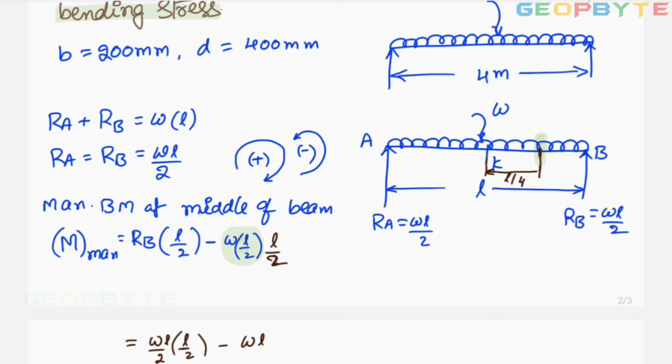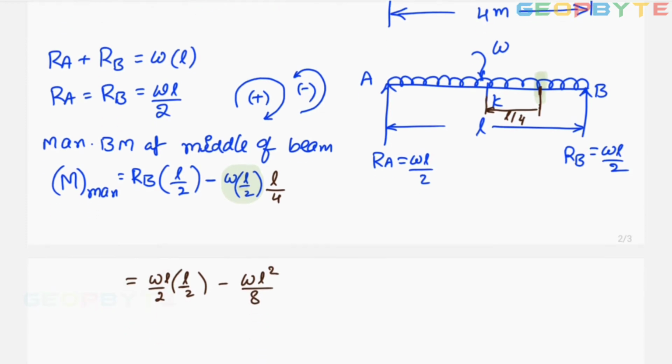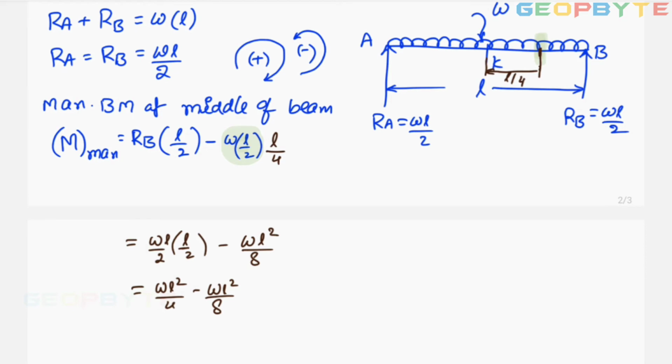You should be very careful while you are doing the problem. Double L by 2, this is the L by 4. One minute, this is the double L by 4. Double L by 2 and L by 4. So it is WL square by 8. Now it is equal to WL square by 4 minus WL square by 8. Simplify this one for getting WL square by 8. I hope you understood.